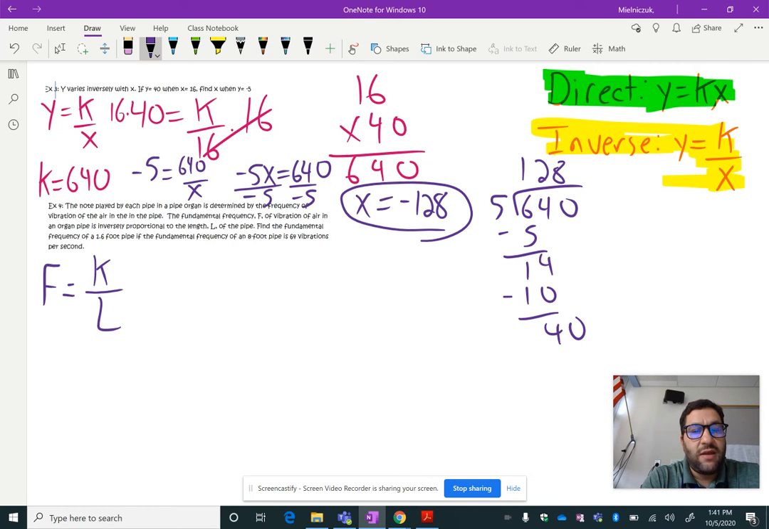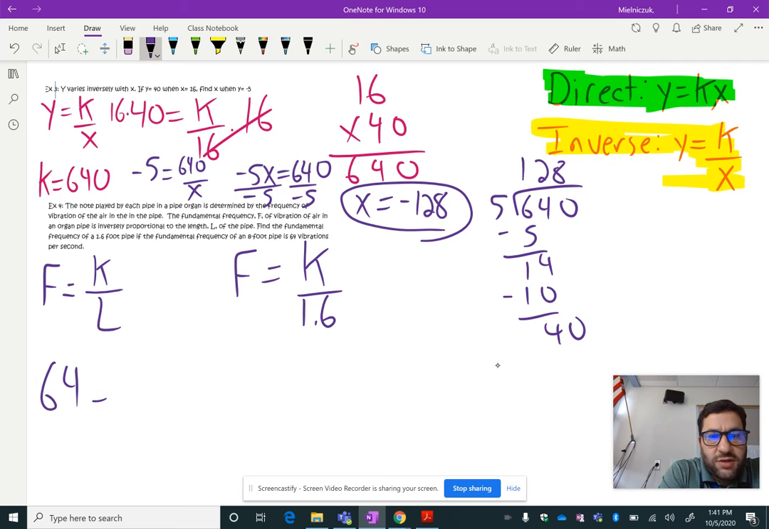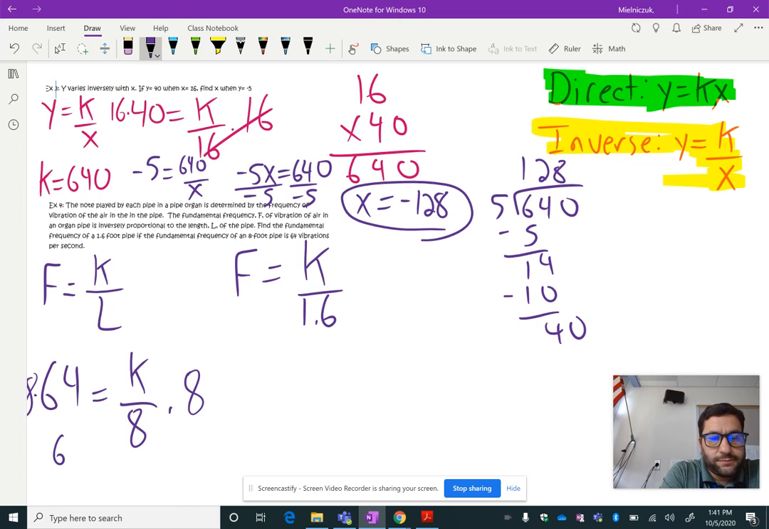So it says find the fundamental frequency of a 1.6 foot pipe. So find F when we have this over here, if we know that 64 vibrations come from an 8-foot pipe. Okay, so 64 equals k over 8. We don't have enough information to solve for F and k yet. Multiply both sides by 8, and what do we get? That's 512. So we know k is equal to 512.